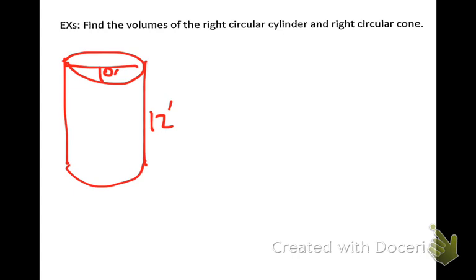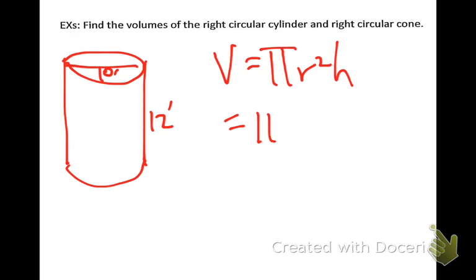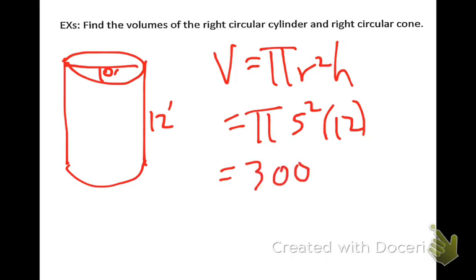So I'm going to write my formula. Volume equals pi little r squared times h. So it's going to equal pi times half of the diameter, which is 5, squared, times the height, which is 12. So that's going to equal 300 pi feet cubed.